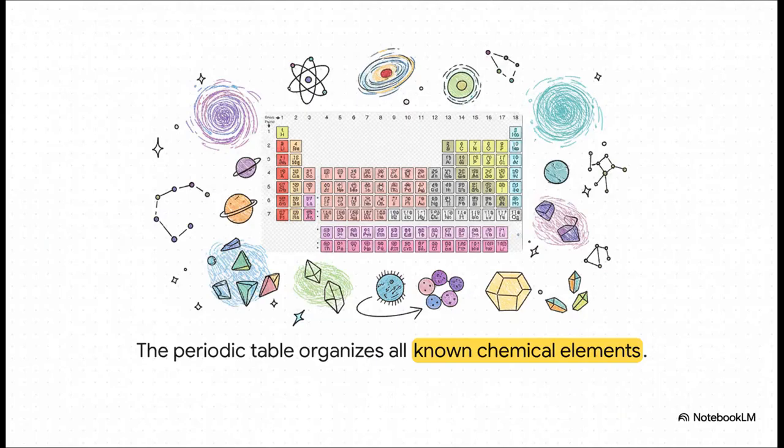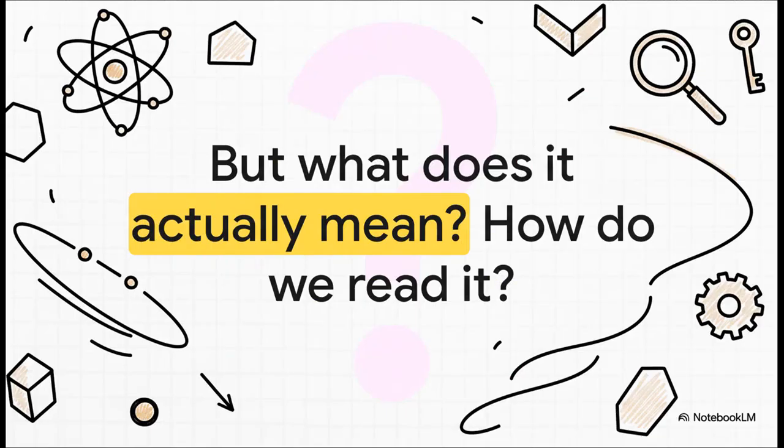At first glance, I know, it might just look like a colorful grid of boxes. But what you're looking at is basically a map of the entire known universe. It's a cheat sheet for all of matter. This table brilliantly organizes all 118 known chemical elements that make up, well, everything. And that's the big question, isn't it? It looks super complex, but once you get the logic behind its layout, it's this incredibly elegant and, frankly, beautiful tool. So how do we unlock its secrets? How do we learn to read the map?